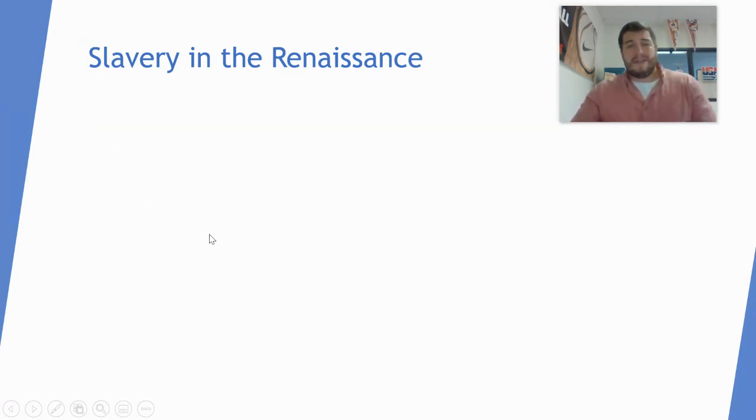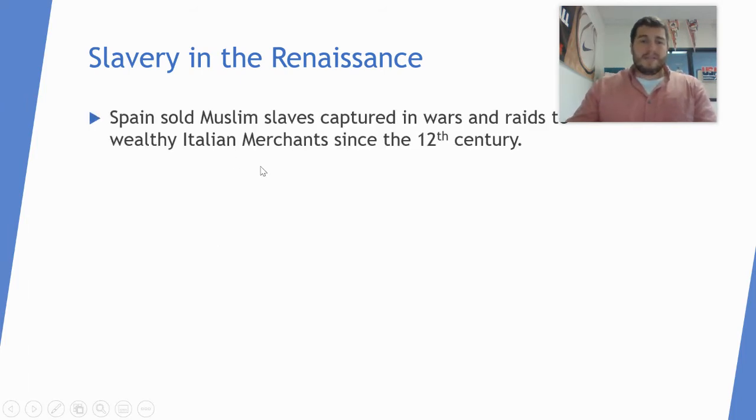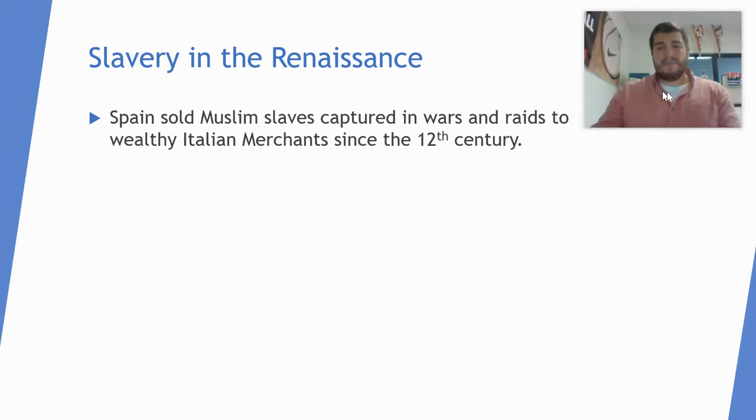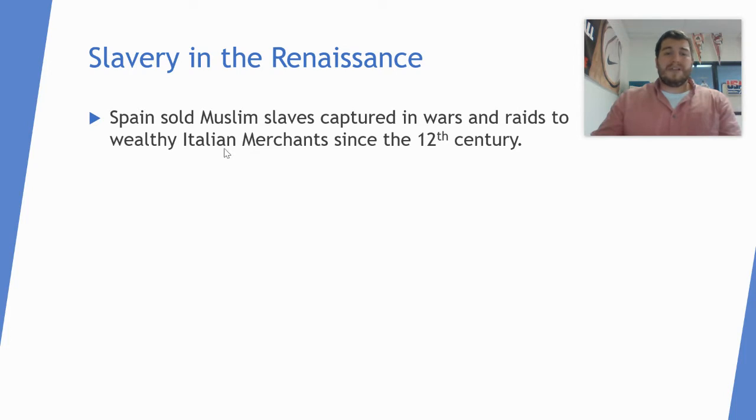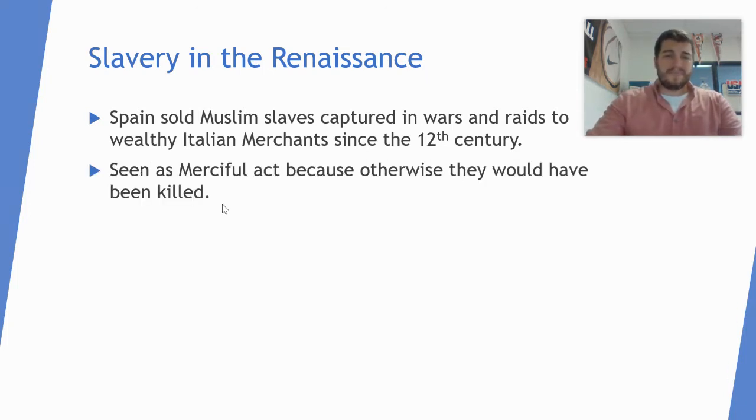So slavery in the Renaissance. So we talk about this rebirth, new way of doing things, but slavery still has a very active role in Italy at this time. So Spain is really going to be responsible for a lot of the slave trade. They're obviously not the only ones, but they're going to sell a lot of Muslim slaves captured in wars and raids to wealthy Italian merchants. And it's been going on for hundreds of years, even before the Renaissance.